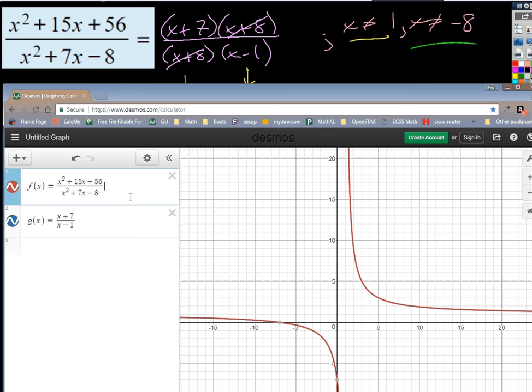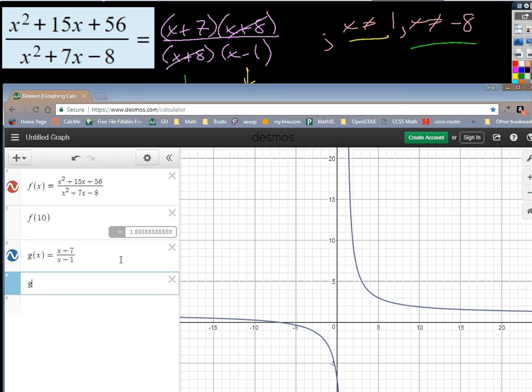Let's go up to the red one, and let's evaluate this function at 10. Look what I get. If I evaluate the blue function at 10, same answer, right? Let's evaluate the top one at 1. Oops. Undefined. How come? Well, look up here. That's not included in our function, is it? Right? Okay.